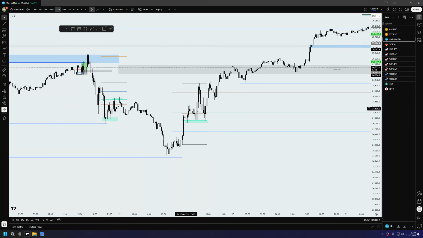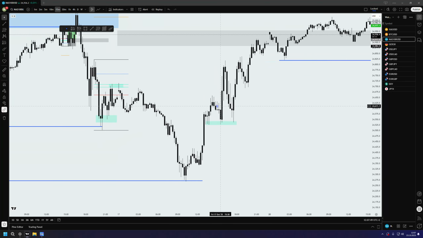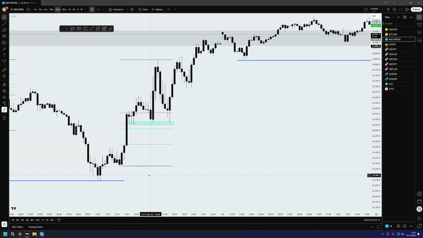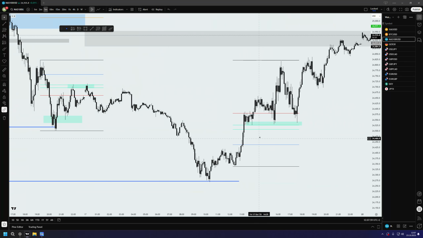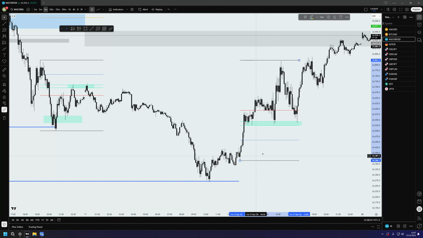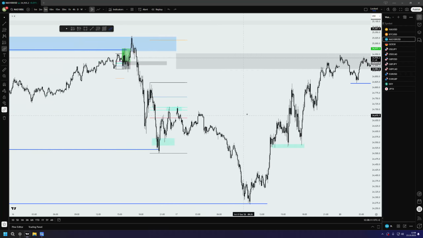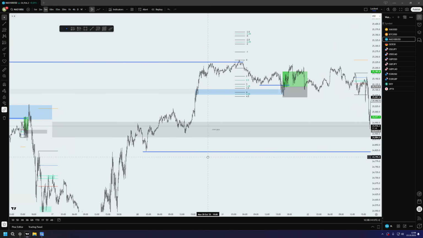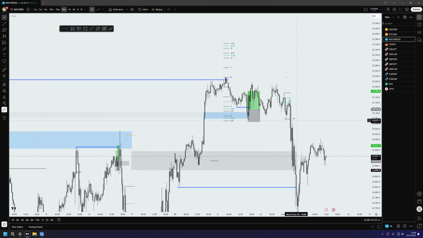Now you can use the fib also as a way of entering. I don't know why I have it marked like this. Let's see. Yeah, I marked it like this. So as you can see, it's like a hot zone. We only tap in the OT and then rally. I will show some more examples on the higher time frame.